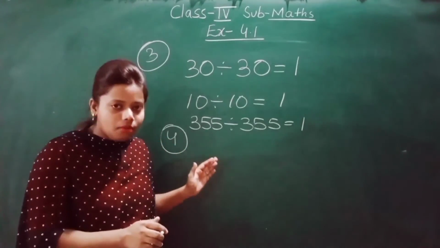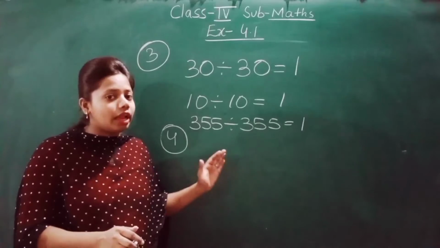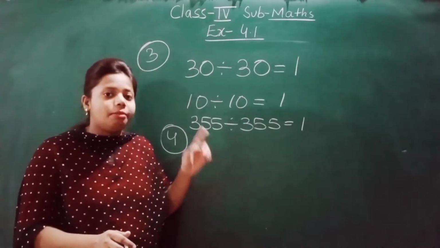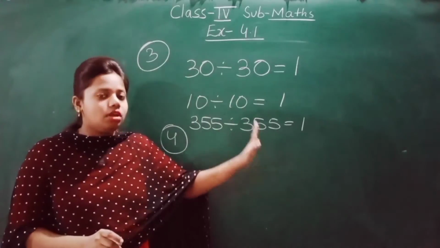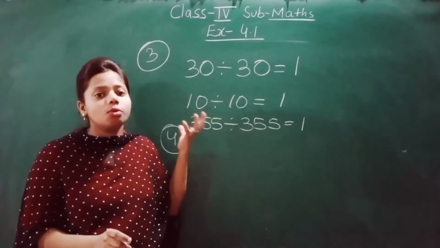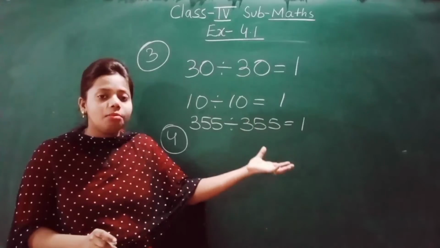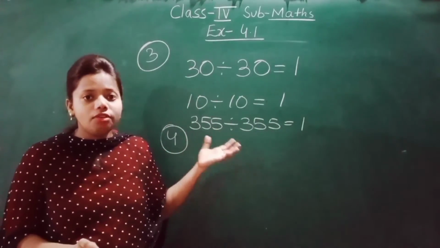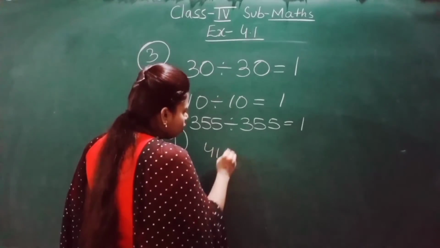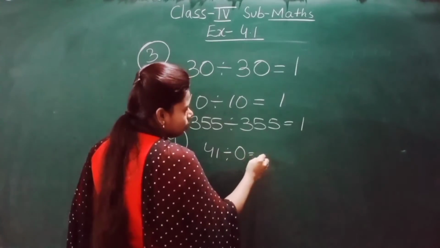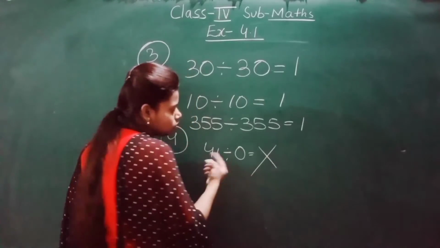Property number 4 is that any number cannot be divided by 0. In my first property I told you that 0 divided by any number is 0. 0 was the dividend and any number was the divisor. But we cannot divide any number by 0. Like any number you take, we cannot divide by 0. It is not possible.